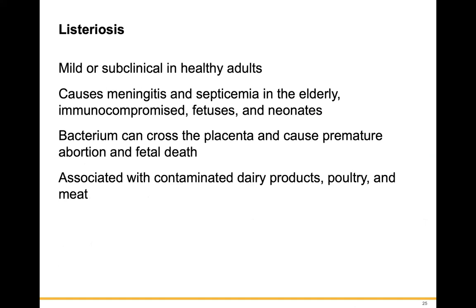Listeriosis is mild or subclinical in healthy adults. However, it can lead to meningitis and septicemia in the elderly, the immune-compromised, fetuses, and neonates. Listeria can also pass through the placenta, causing premature abortion or fetal death. And it's oftentimes associated with contaminated dairy products, poultry, and meat. It's recommended that pregnant females stay away from things like soft cheeses and any sort of raw preparations of meats.